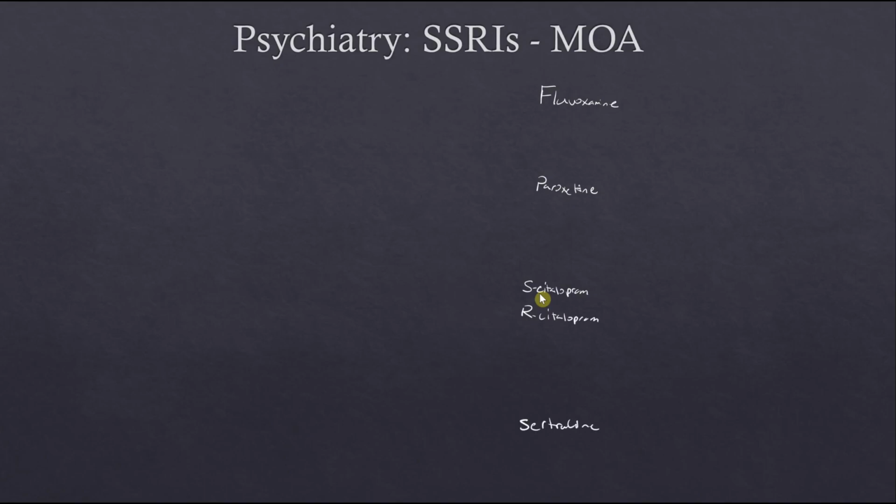So the 4 drugs I'm going to talk about today are fluvoxamine, paroxetine, S-citalopram, including R-citalopram, so the normal drug citalopram and the actual drug S-citalopram. So we'll talk about that in a second. And then sertraline. So let's talk about fluvoxamine. How is fluvoxamine metabolized and how does it exert its mechanism of action?